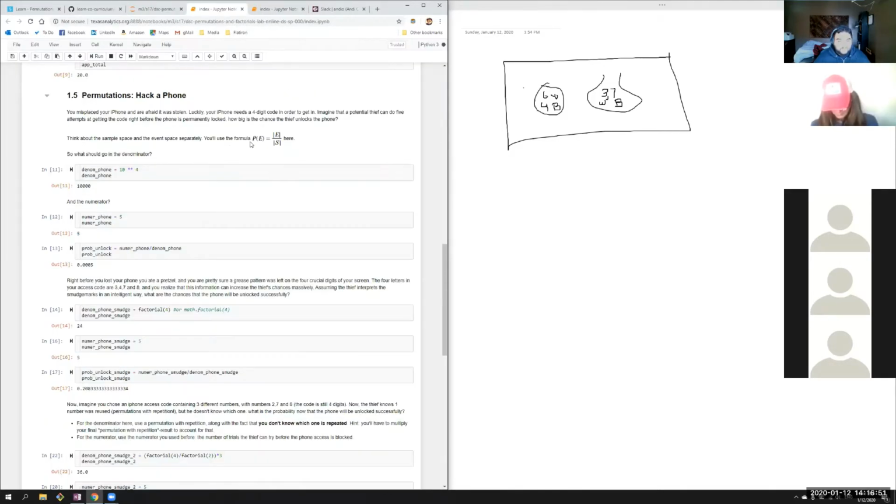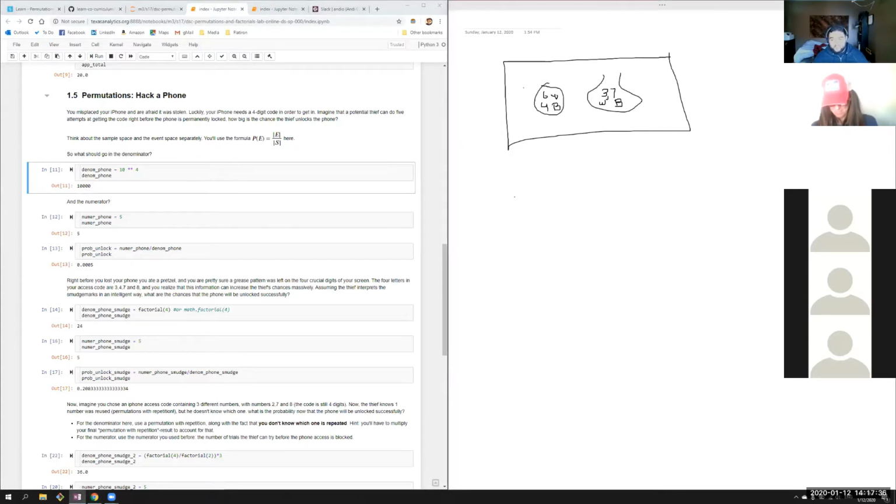So we're using the probability formula, event space over sample space. So we have to figure out what the event space is and what the sample space is, right? So the total possible outcomes. So the denominator is the sample space, which is all possible outcomes, which in this case would basically just be all possible 4-item combinations of 10 digits from 0 to 9. And it's with replacement, because you can use a digit more than once.